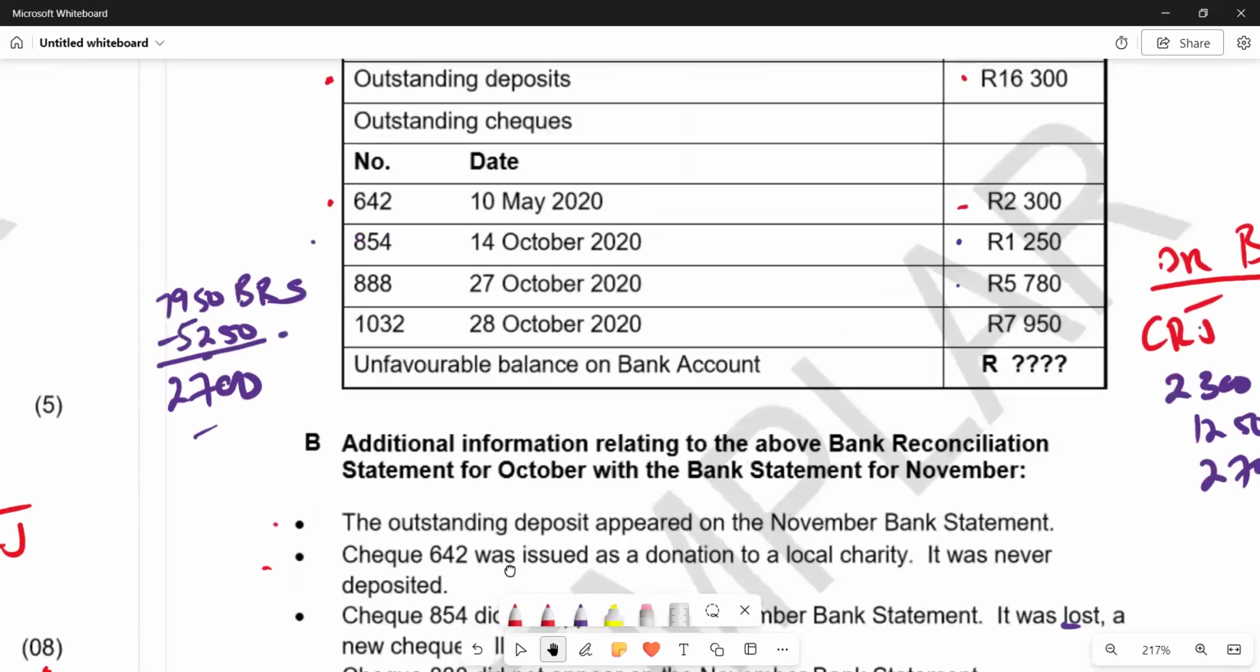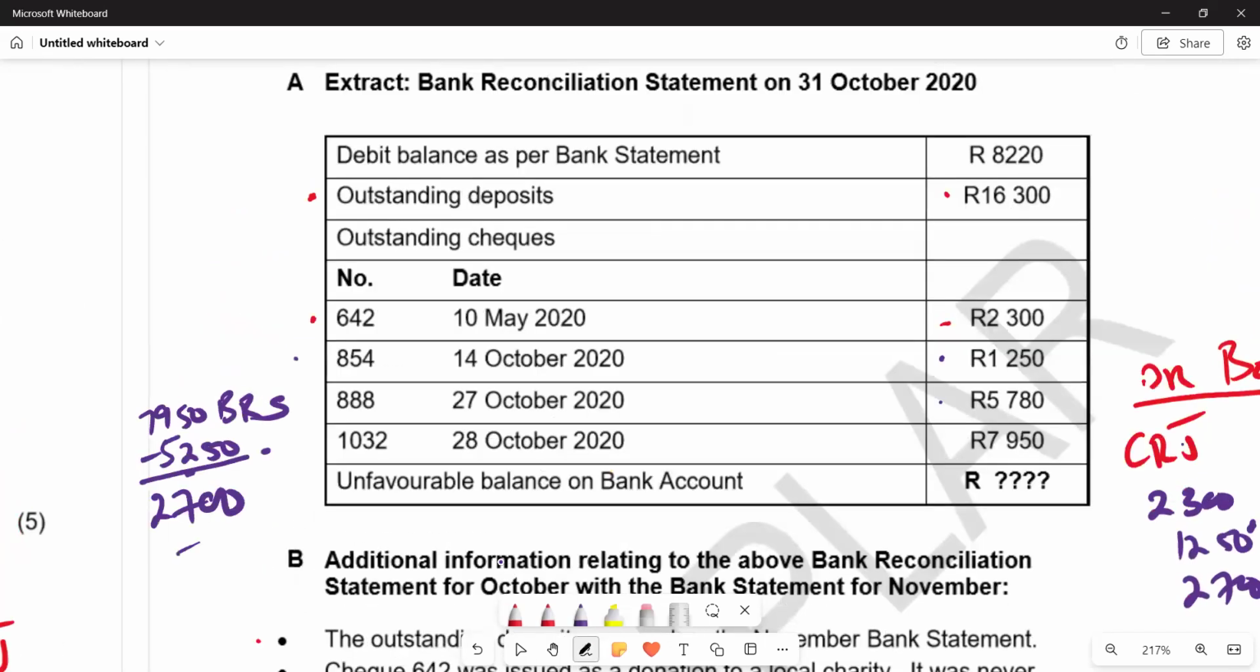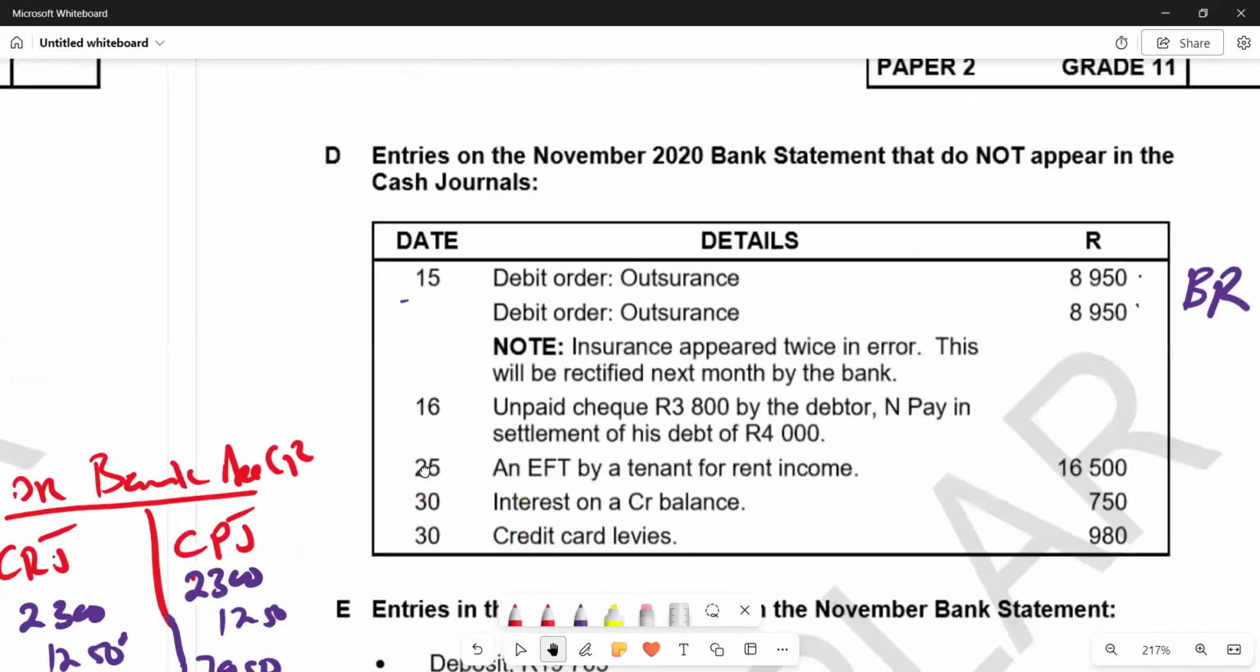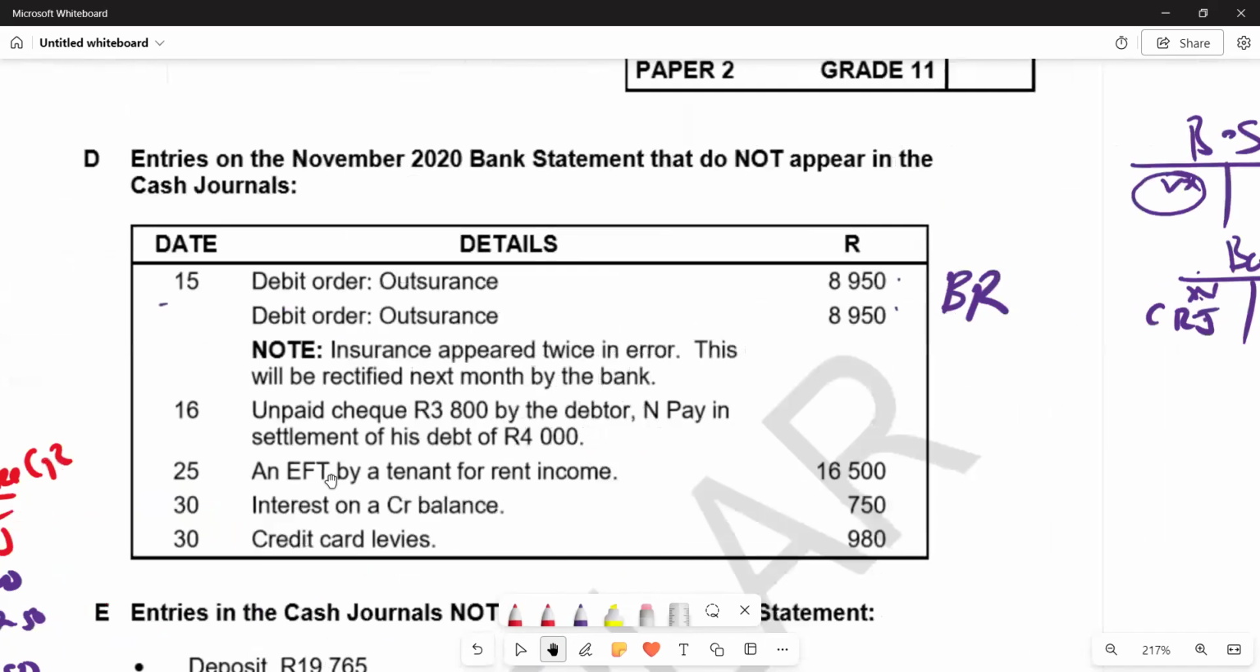We have an outstanding deposit of 6,300, which should appear. We have it as an outstanding deposit, which represents the previous period. So we can just leave it. We go to information D. We have an unpaid cheque of 3,800 by the debtor, and a payment in settlement of this debt of 4,000 rand.